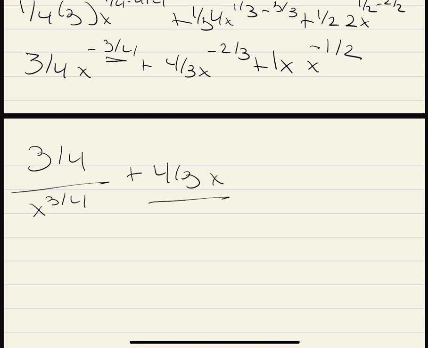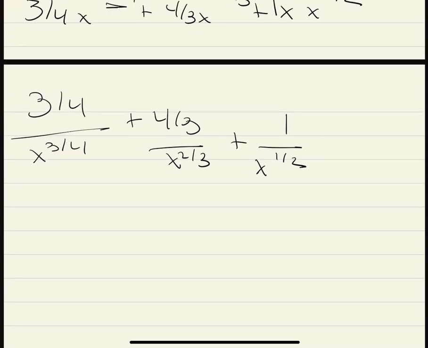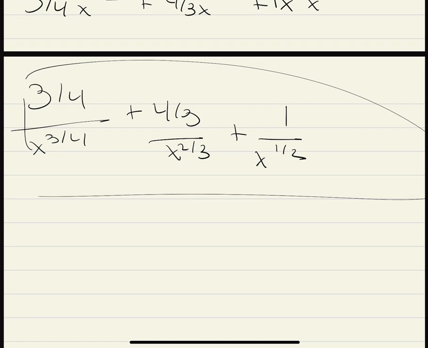4/3 over x to the 2/3, plus 1 over x to the half power. Now, this is a bit weird and informal because we have fractions over fractions, but it's just another way to write it. You can simplify it and write it however you want.